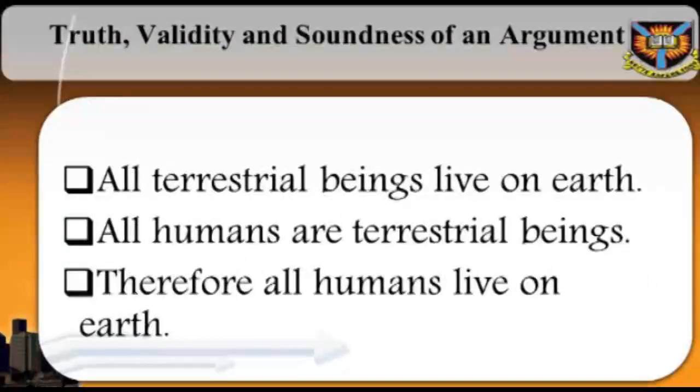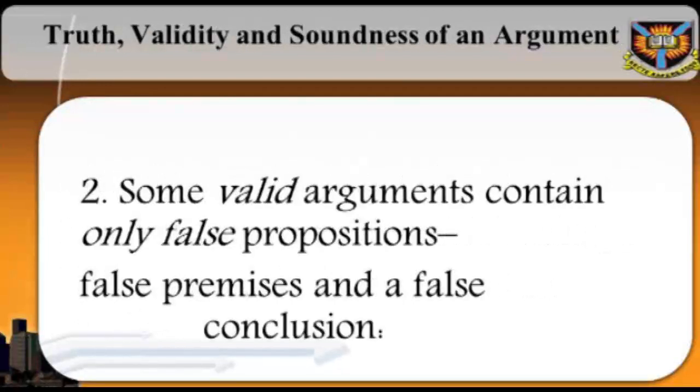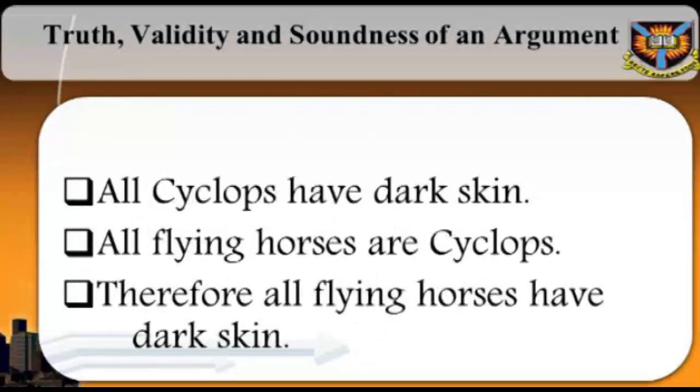All terrestrial beings live on Earth. All humans are terrestrial beings. Therefore, all humans live on Earth. 2. Some valid arguments contain only false propositions, false premises and a false conclusion. All cyclopes have dark skin. All flying horses are cyclopes. Therefore, all flying horses have dark skin.